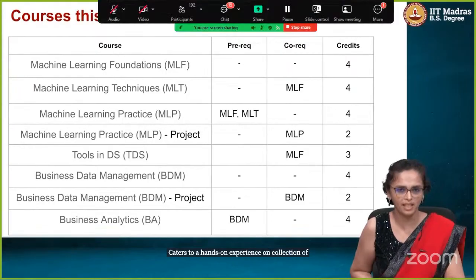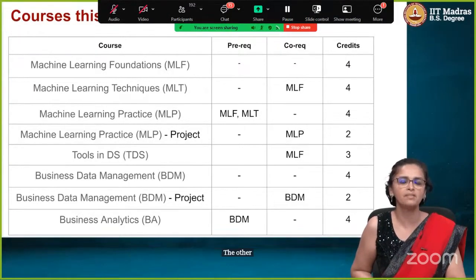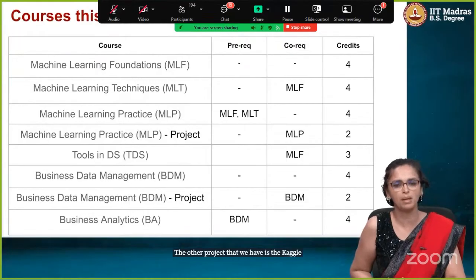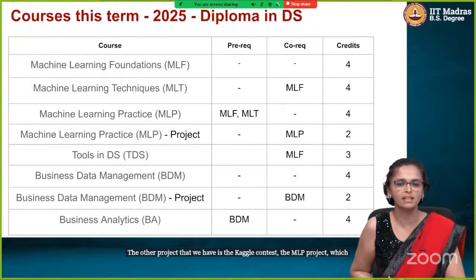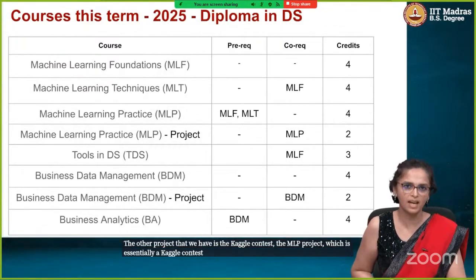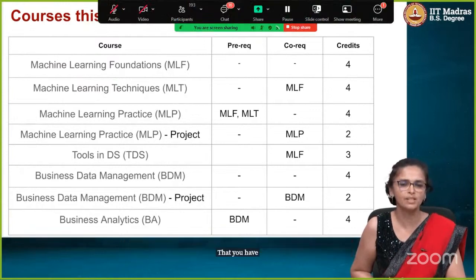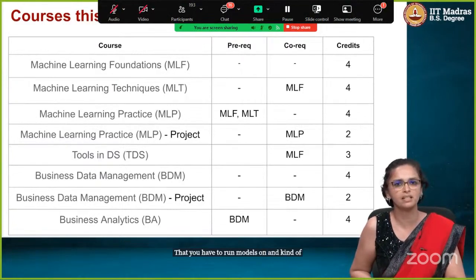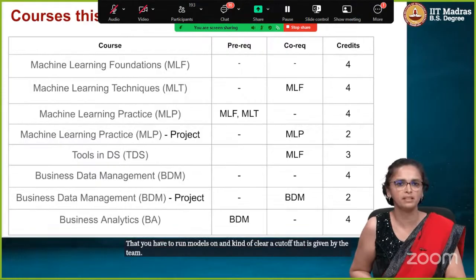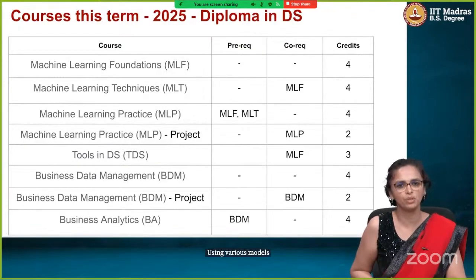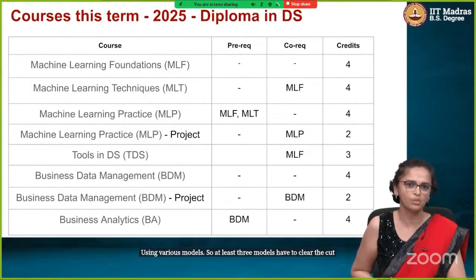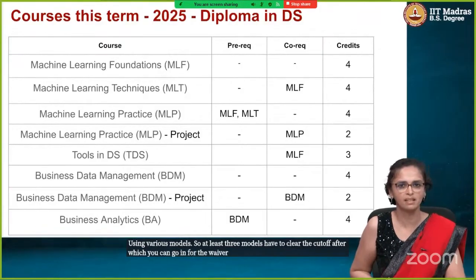and analyzing the data. The other project that we have is the Kaggle contest, the MLP project, which is essentially a Kaggle contest with a large data set that you have to run models on and clear a cutoff that is given by the team using various models. So at least 3 models have to clear the cutoff, after which you can go in for the Viva with the external examiners.